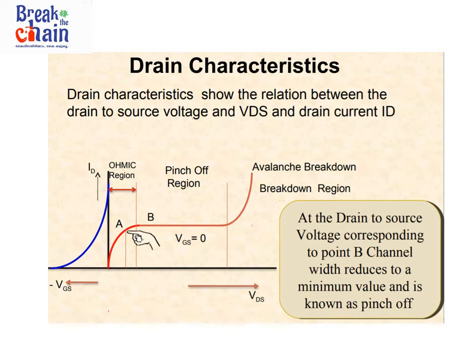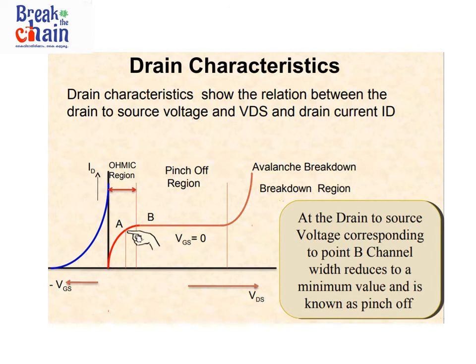Here you can see ID is taken on the y-axis and VDS is taken on the x-axis. There are three types of region: ohmic region, where V is proportional to I; pinch-off region, where there is no substantial difference in the current; and after that the current flows drastically, which is called avalanche breakdown or breakdown region.